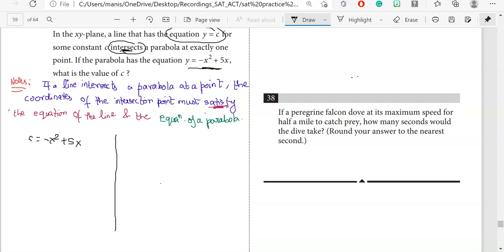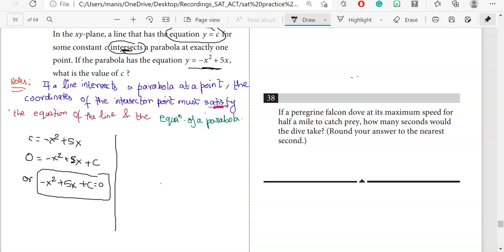All right, so after this I simplified it. I will subtract c from both sides. When I subtract c from both sides, one side will be 0. It will look like ax square plus bx plus c, which is the standard form of a quadratic equation. Or I can also write it as negative x square plus 5x plus c. So I got one equation over here, and I have to write equal to 0.